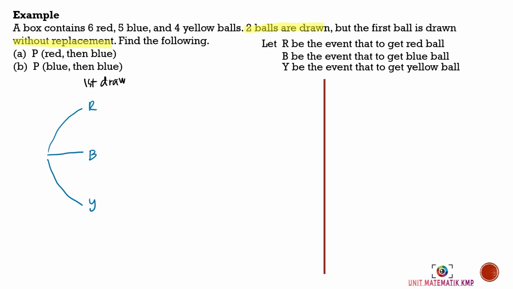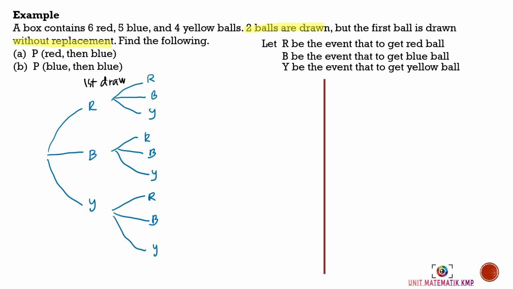Okay, this is the first row. Then proceed with the second row. It's the same event. We have 3 colors: red, blue, and yellow. This is the second row. So for the tree diagram, we should write each branch with the probability.